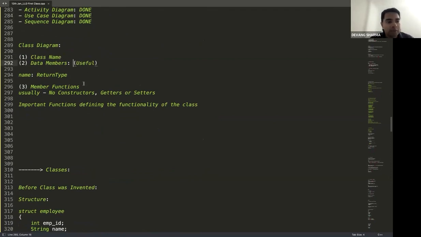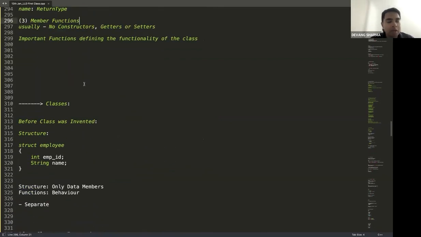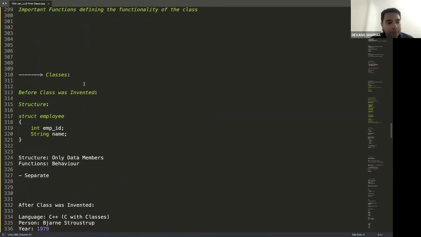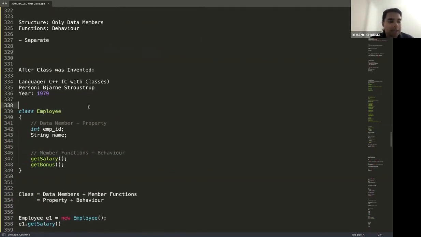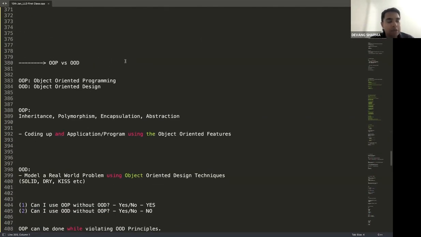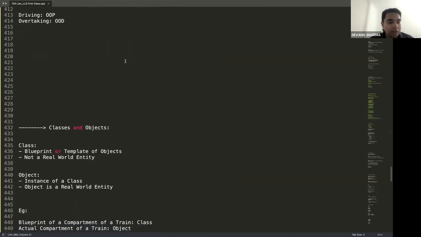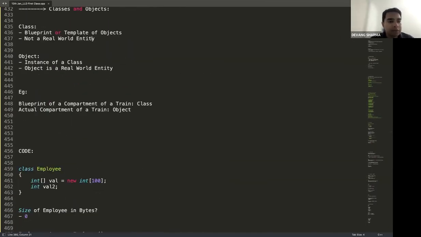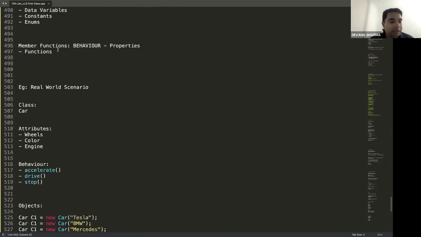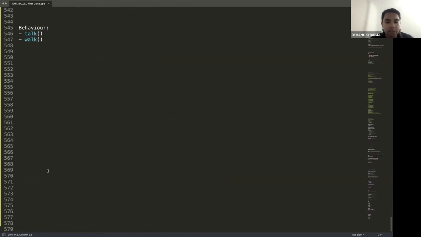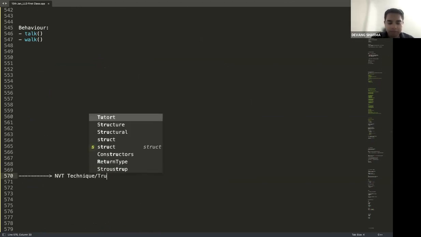We start with class name, data members, member functions, and that's something we're going to draw very soon in draw.io. We talked about class in detail: what a class contains, what happens when a class was not there, what happens when a class was there, and so on. Then we talked about object-oriented programming versus object-oriented design. We talked about class and objects. In terms of real-world scenarios, class is not a real-world entity, object is a real-world entity. We talked about the code and some real-life examples. Now I move to the last topic. Let's talk about it. This is the NVT technique or trick.